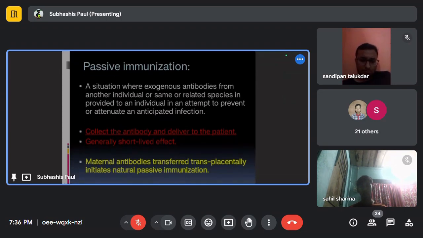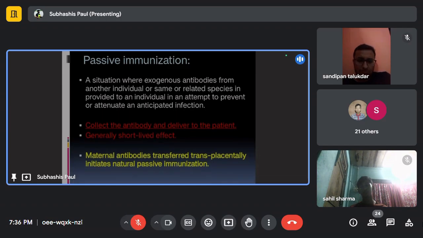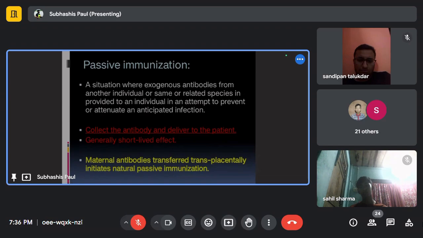It is a situation where exogenous antibodies from another individual or some related species are provided to an individual in an attempt to prevent or attenuate the anticipated infection. So this is basically a situation where you collect the antibody from one individual and deliver it to a patient. Now this antibody collection and delivery is commonly known as the serum transfer technology. The serum transfer was discussed during COVID. I will relate most of the topics with COVID because this is something you have faced and you know.